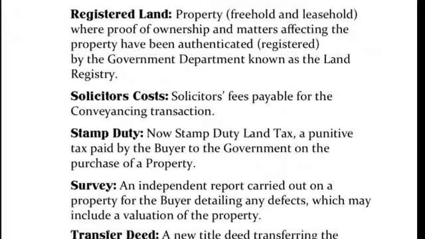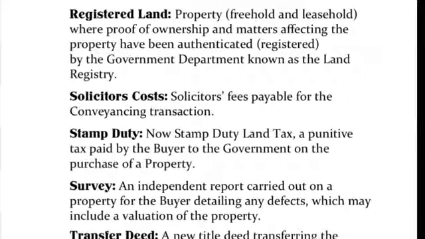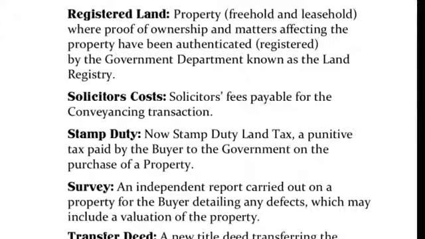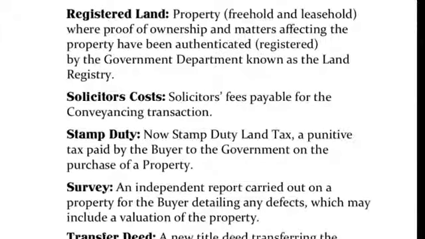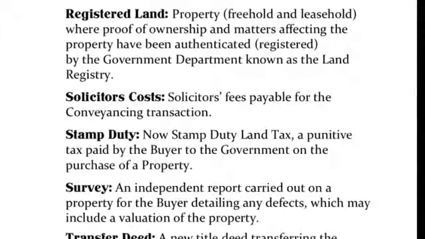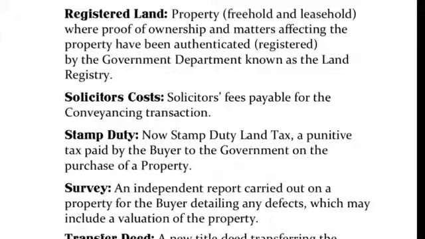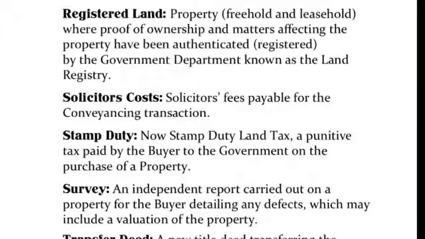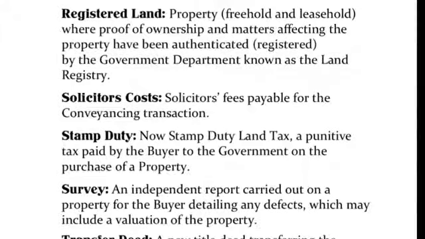Solicitor's costs. Solicitor's fees payable for the conveyancing transaction. And remember, most of the money goes to the government as things like stamp duty. Now remember, stamp duty land tax. This is what we think is a punitive tax paid by the buyer to the government on the purchase of a property, originally to raise money for wars against the French.